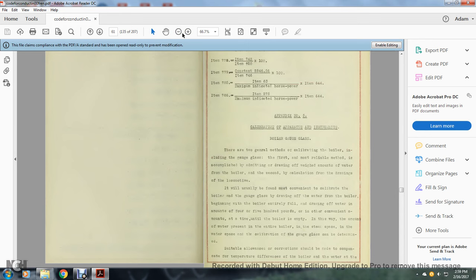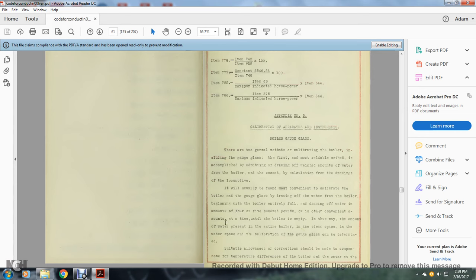Boiler gauge glass. There are two general methods of calibrating the boiler, including the gauge glass. The first and most reliable method is accomplished by drawing off a weighed amount of water from the boiler. Second is the calculation of the drawing of the locomotive. It will usually be found most convenient to calibrate the boiler and gauge glass by drawing off the water from the boiler, beginning with the boiler entirely full, drawing off water in amounts of 400 to 500 pounds, or other convenient amounts at a time, until the boiler is empty.